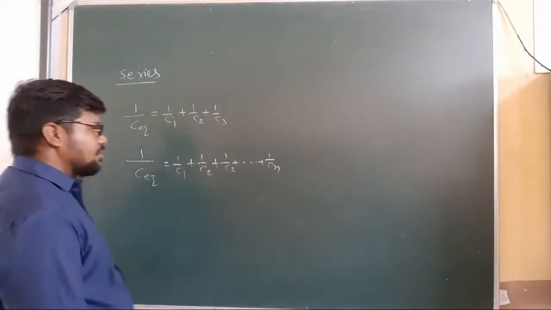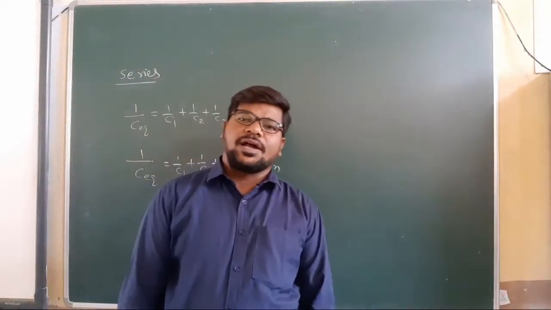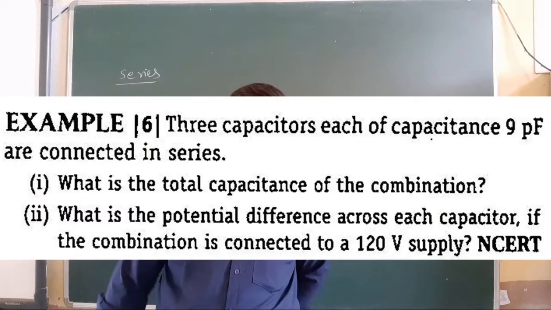Clear my children? Based on this, we will do one problem. Three capacitors, each of capacitance 9 picofarad, are connected in series. First, what is the total capacitance of the combination? Second, what is the potential difference across each capacitor if the combination is connected to a 120 volt supply?